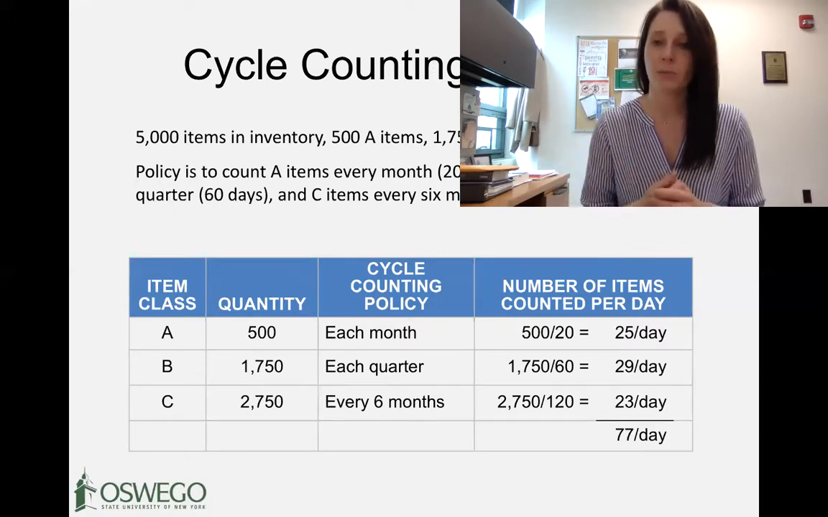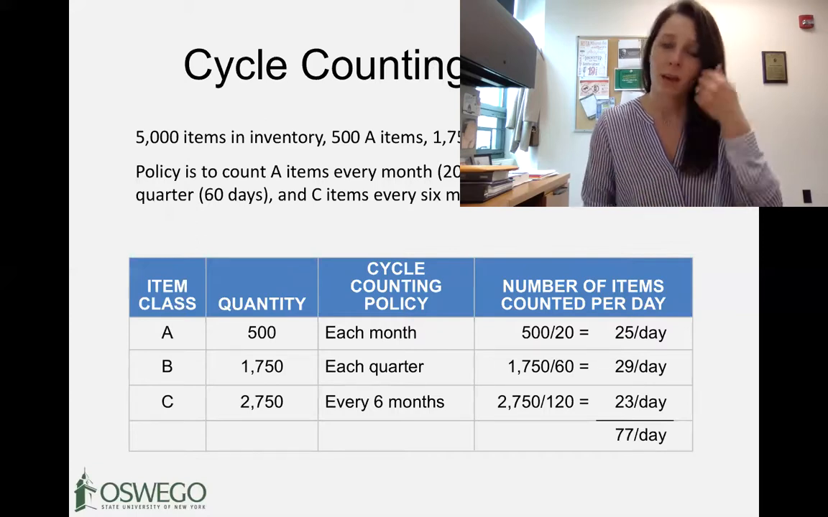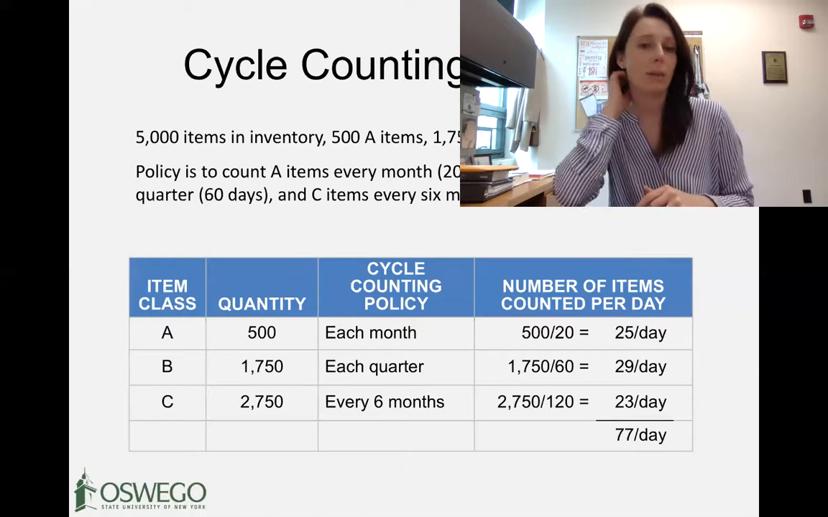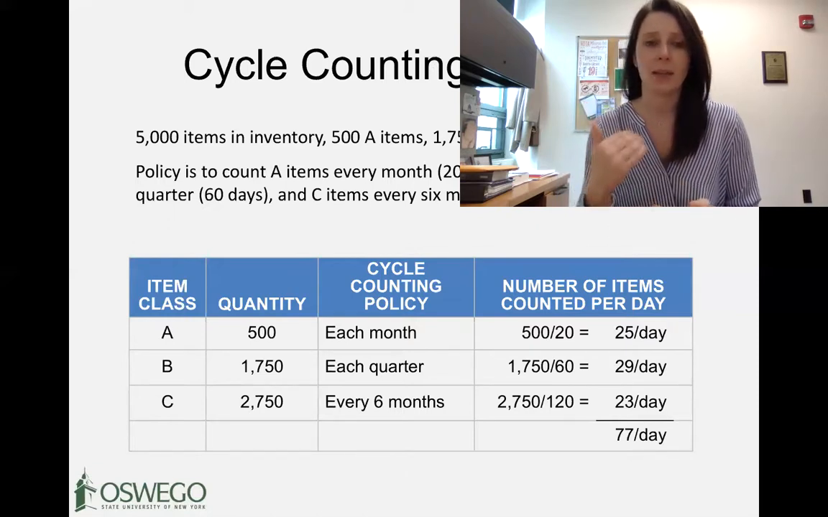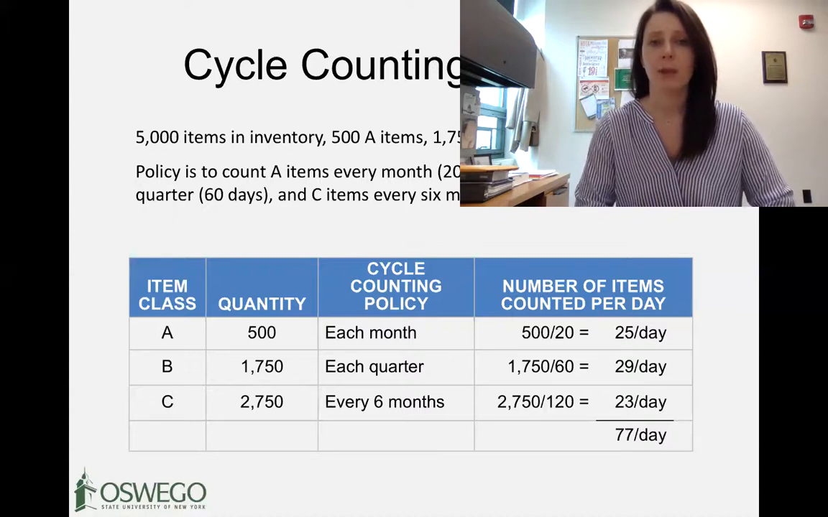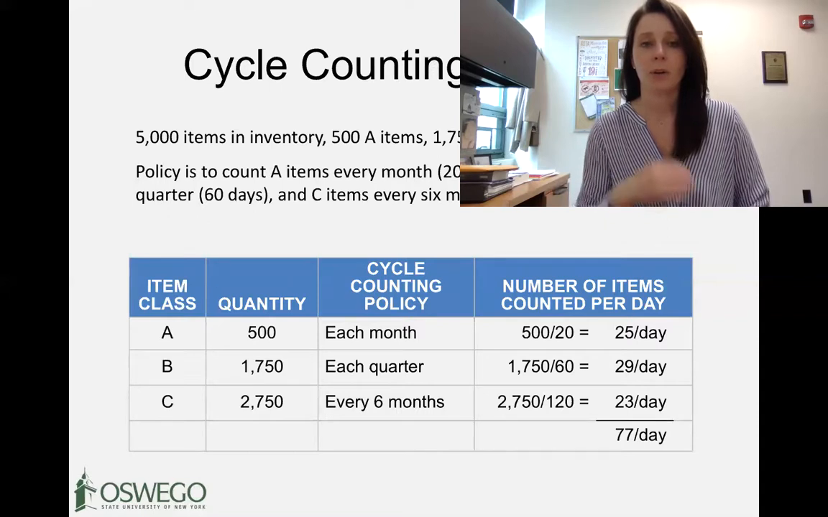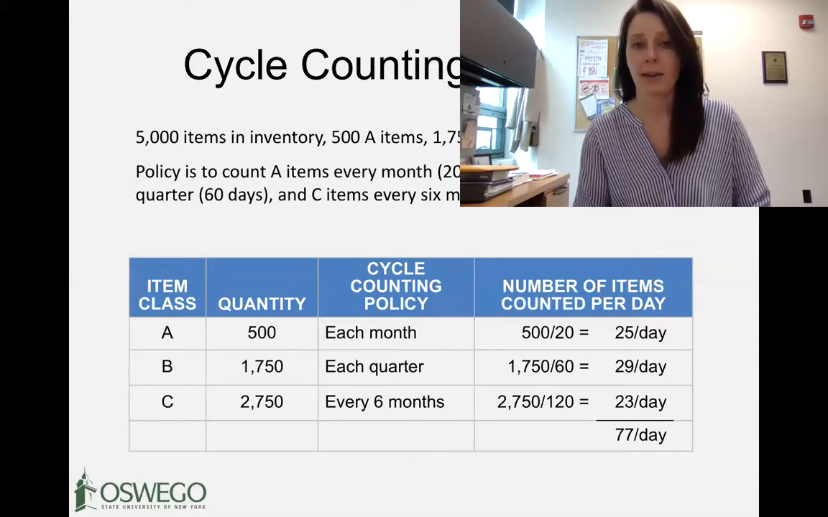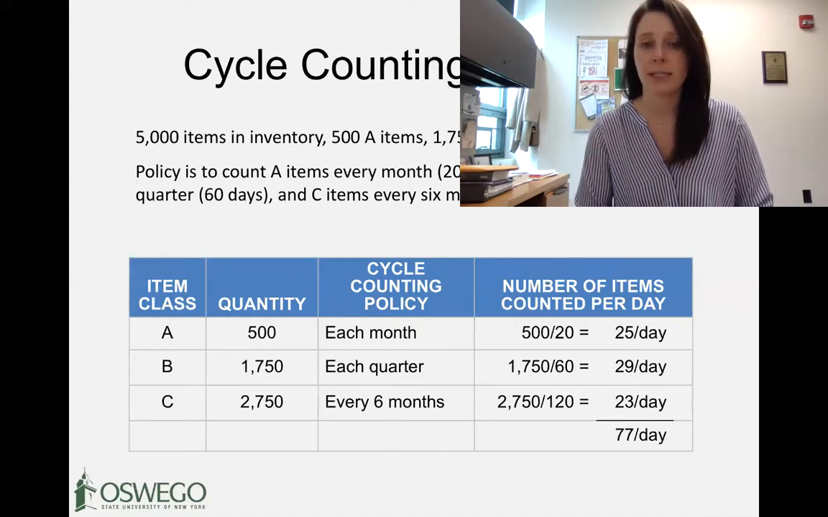So also it's very time intensive and usually not nearly as effective as having some sort of continuous check. One of the ways that we could think about doing this is if we have our item classification, A, B, and C. In this example, say we've got 5,000 total items in inventory, and we've designated 500 as A items, 1,750 as B items, and 2,750 as C items. We might want a different cycle counting policy for each one of those classifications.